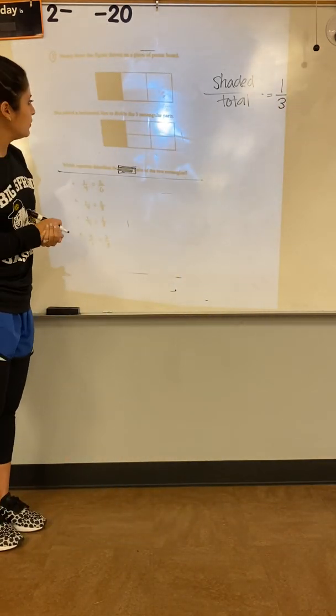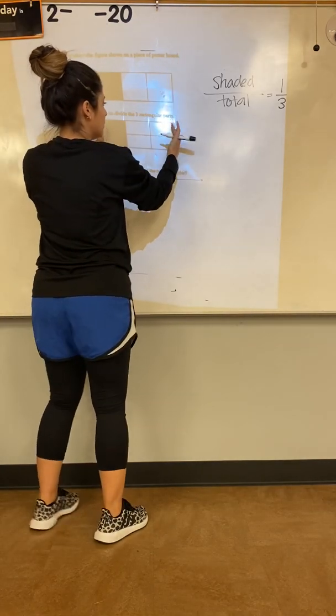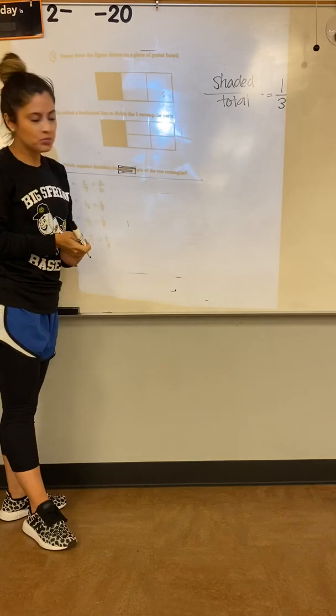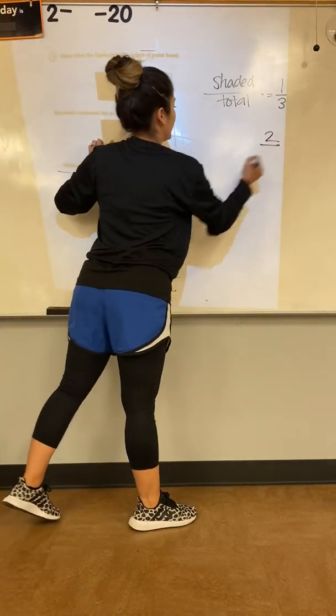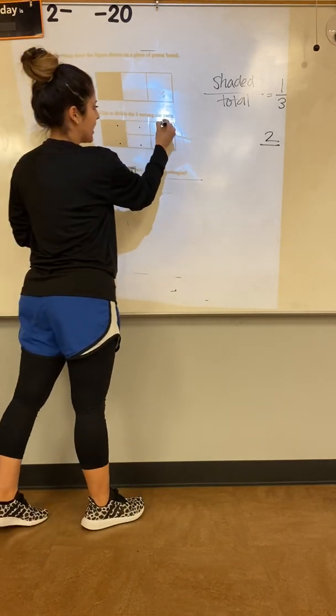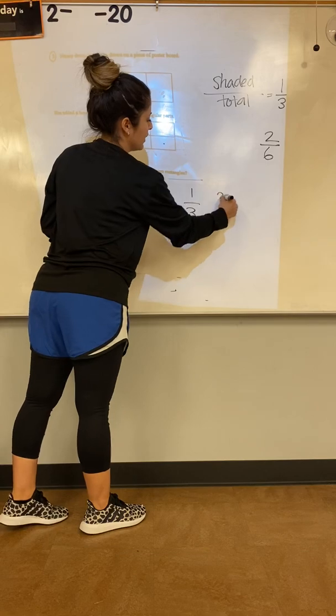Figure number 2, it is the same size whole. It's just divided up into more parts. We have 1, 2 shaded out of 1, 2, 3, 4, 5, 6. So we have 1/3 and 2 sixths.